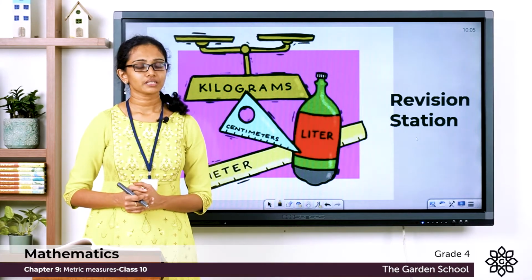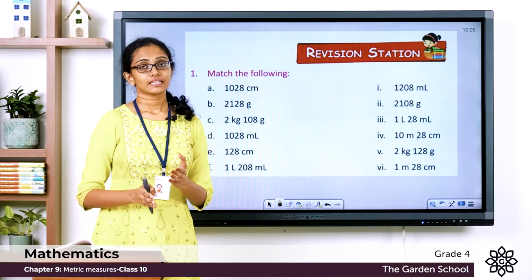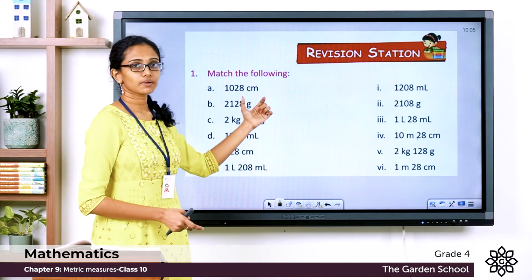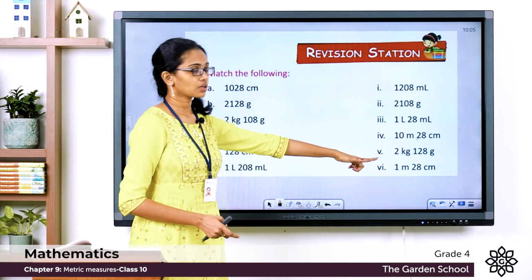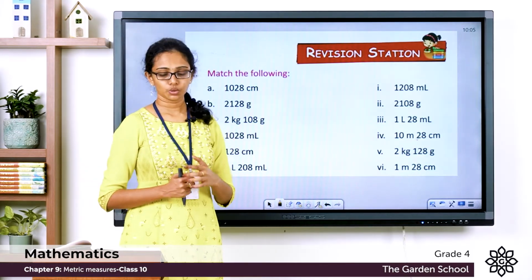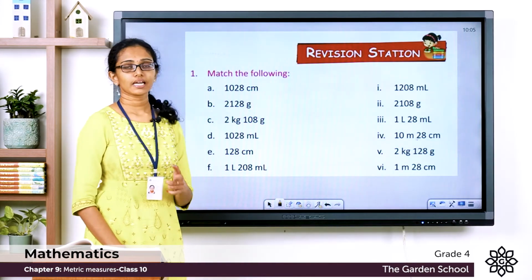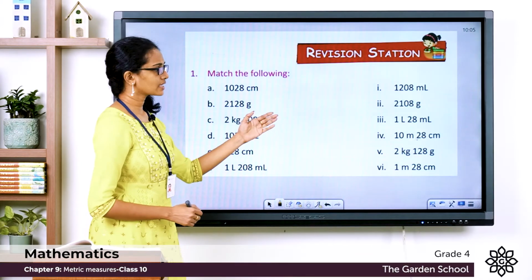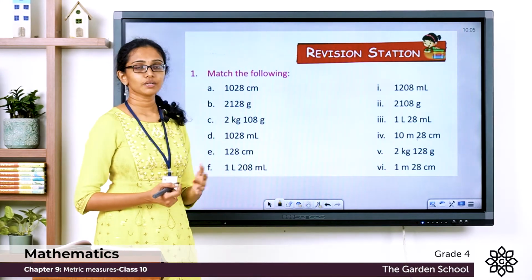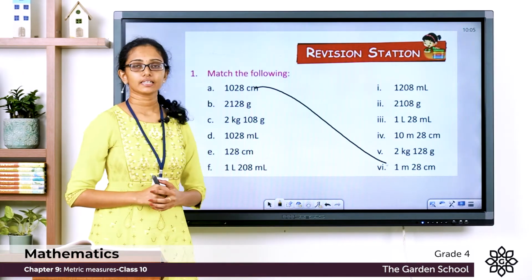Now let's move on to the first question. Question number 1. Match the following. You can see a set of 6 questions in the left side column. You have to match them with the equivalent units of measurements in the column on the right side. So you do this as an activity. As an example, we'll do one in the class. So the first one, 1028 centimeter. And let's find out the equivalent measurement here in the right side column. 1028 centimeter is equal to 1 meter 28 centimeter.